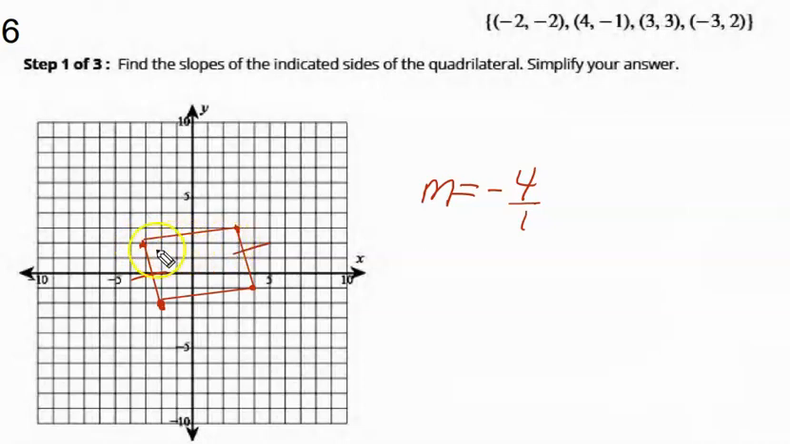And this one is over 1, 2, 3, 4, 5, 6. So this one has a run of 6 and a rise of 1. Let's check out this one. 1, 2, 3, 4, 5, 6. Exactly. So the slopes of these two are the same. So this would be a parallelogram.